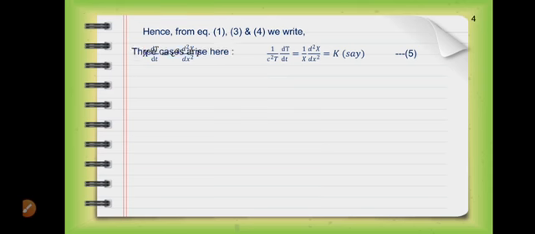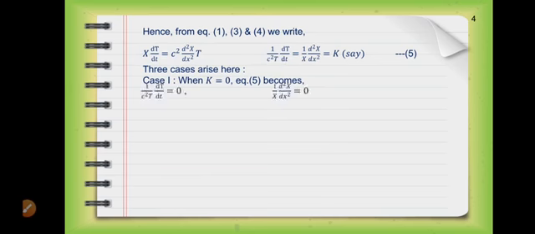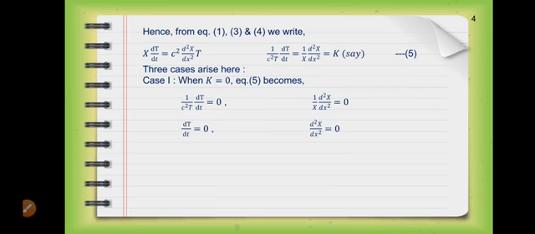First case, where k is 0. With k equal to 0, equation 5 becomes (1/(c²T)) dT/dt = 0 and (1/X) d²X/dx² = 0. Simplifying this, we get dT/dt = 0 and d²X/dx² = 0. From this, we have to find the solution for capital T and capital X. So we have to integrate these equations.